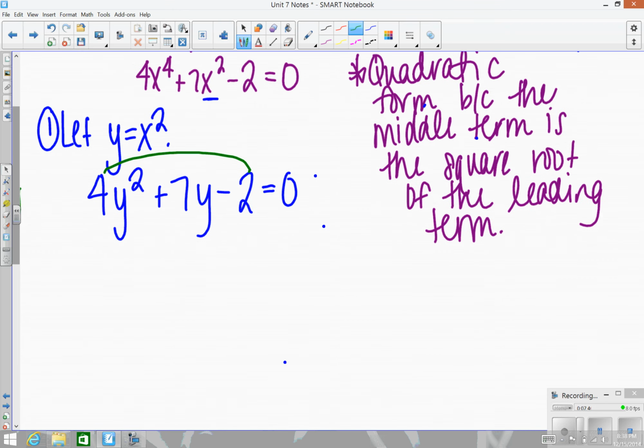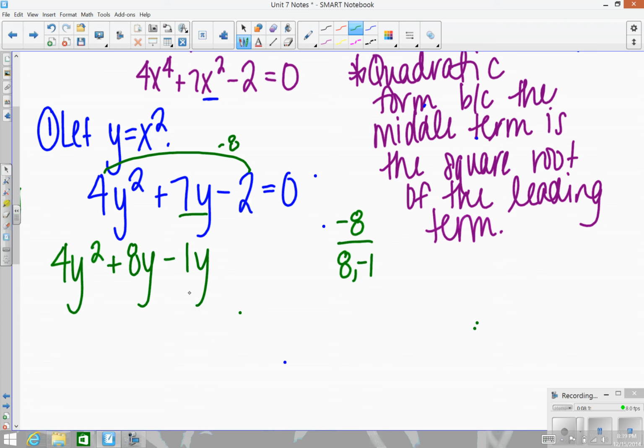So factoring by grouping means you're going to multiply these two numbers, and you're looking for numbers that multiply to -8 but add to 7. So I'm going to rewrite this 4y squared so that I have numbers that multiply to -8 but add to +7. The numbers that are going to work are 8 and -1. So you rewrite this middle term as plus 8y minus 1y, and then you keep the minus 2 at the end.